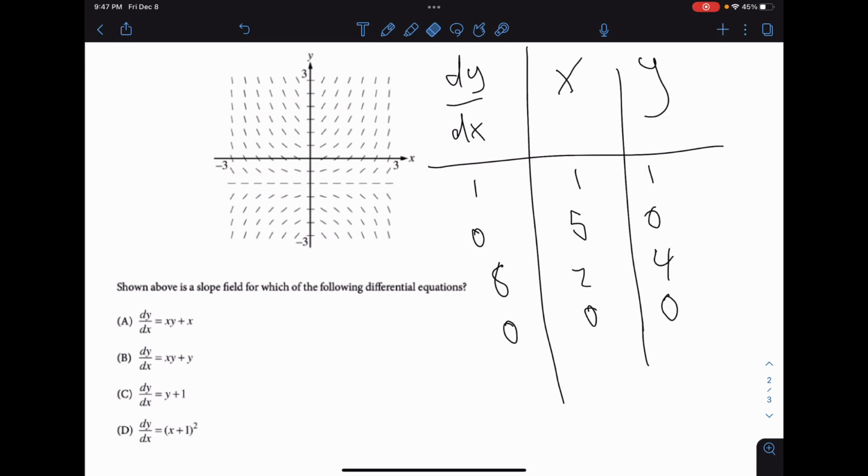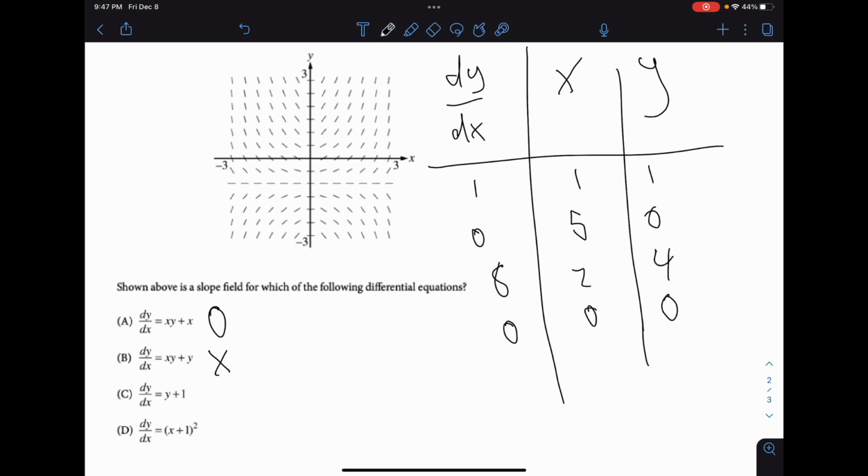So the first one, we have xy plus x. On that one, clearly, if x equals 0, the answer will always be 0. On the next one, we have xy plus y. So if we change x to 0, y is not always going to be 0, so dy/dx could be greater or less than 0 depending on what y is. So it can't be this one. But the next one, x isn't even involved. So this one is completely dependent on y.